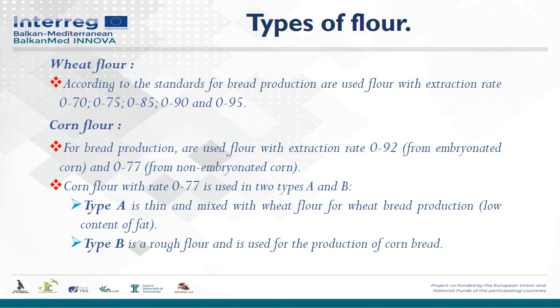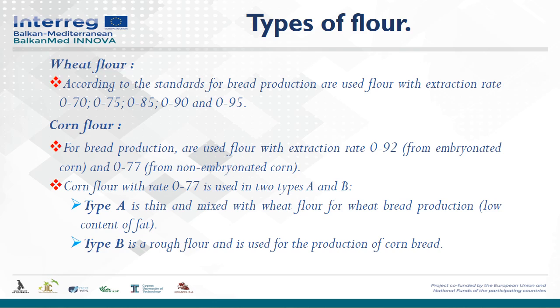When we talk about flour used in bread production, for sure wheat flour is the most important in this sector, and it belongs to the class of the triticum family. The main ingredient of this type of flour is starch. According to the standards for bread production, flour is used with different extraction rates. They start from 0.70 or 70%, 75%, 85%, 90%, and 95%. As you can see, the types of flour used for bread production have large values of the extraction rate.